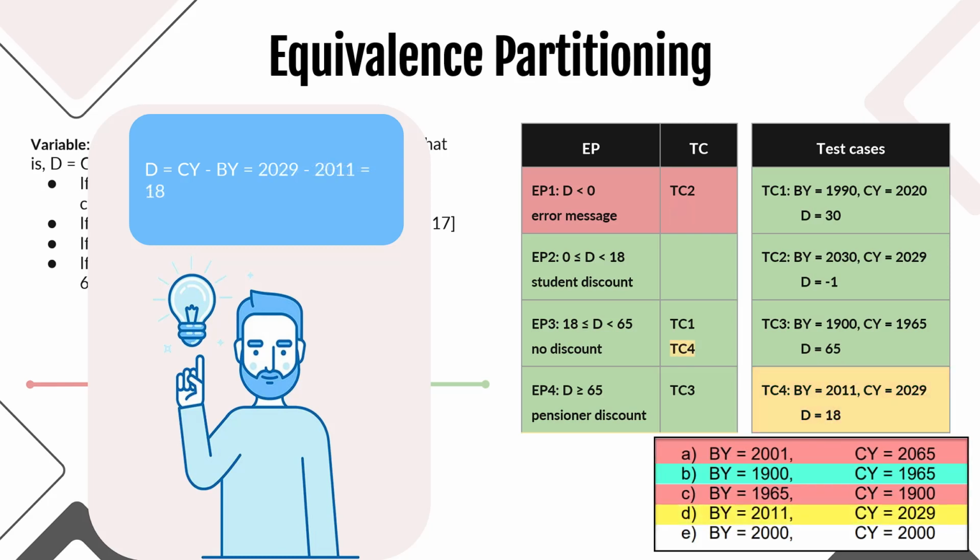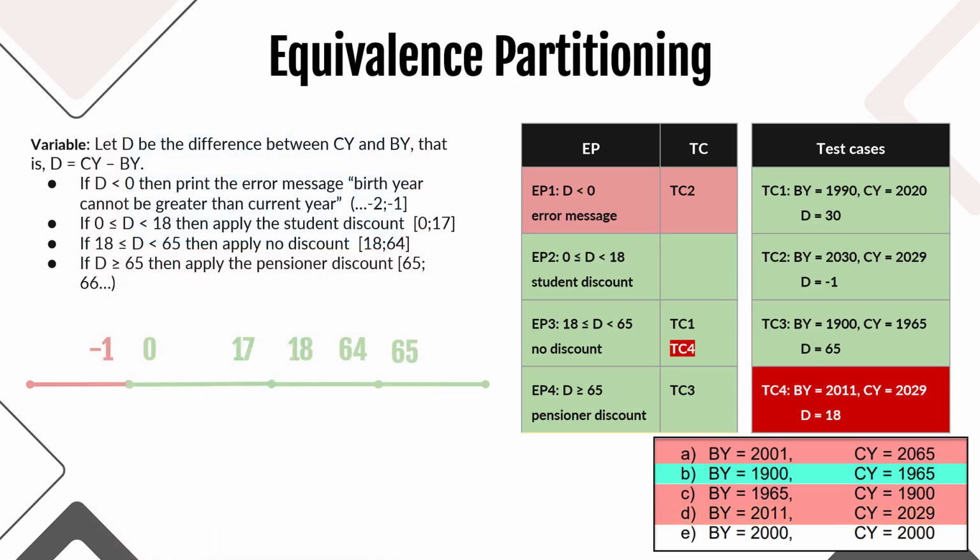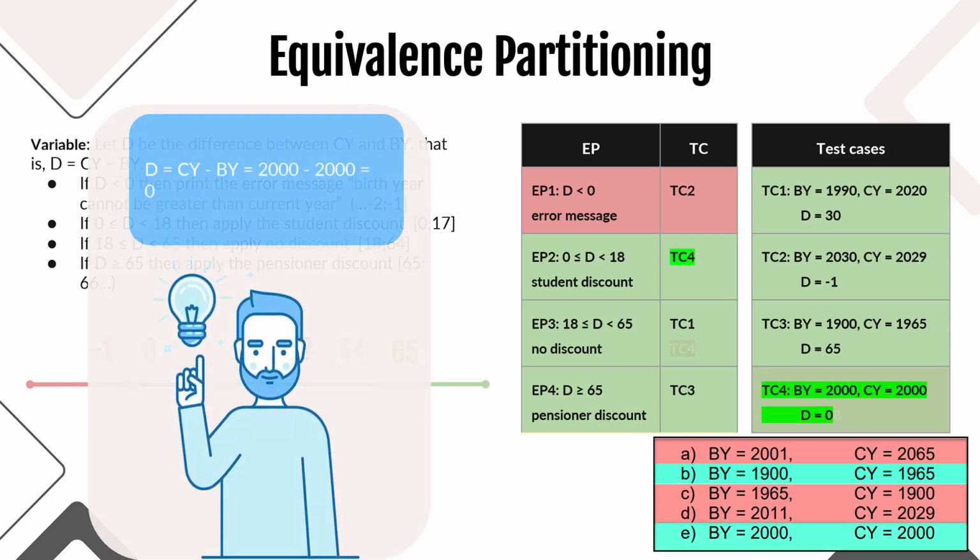The fourth test case is birth year 2011, current year 2029. The value of D in this case is 18. And this value is included in the third equivalence partition, which is already covered by the first test. And this means that answer option E is correct.